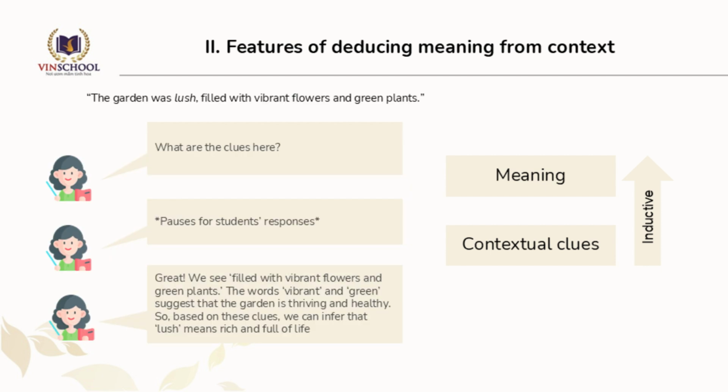Starting with the inductive approach, there are 5 main steps. First, identify the part of speech of the unknown word. Second, examine the immediate context, simplifying it grammatically if needed. Third, look at the broader context, considering how the word relates to nearby sentences or clauses. Fourth, make a guess about the word's meaning.